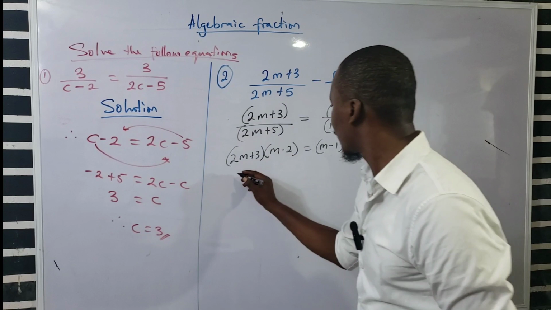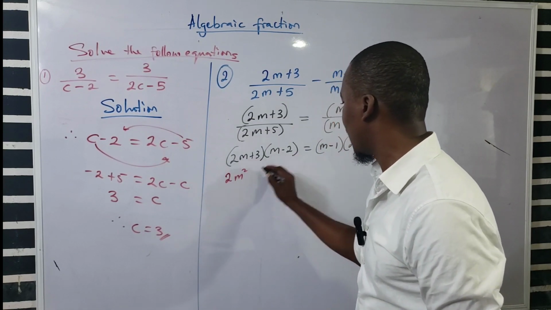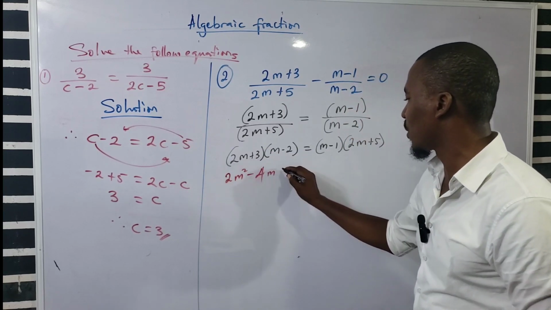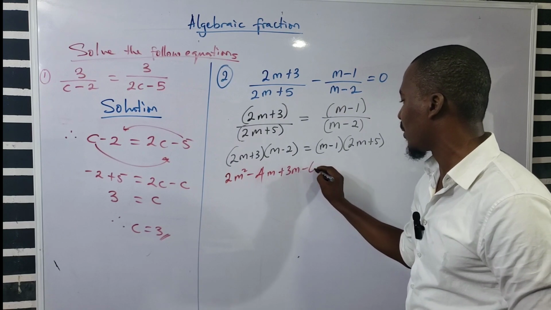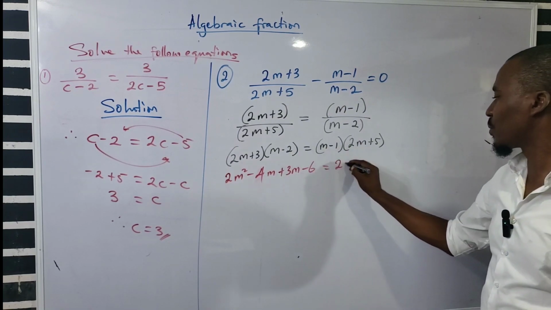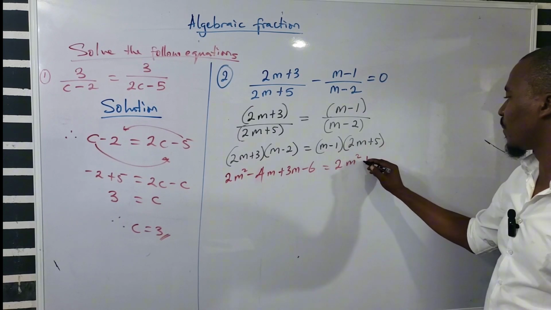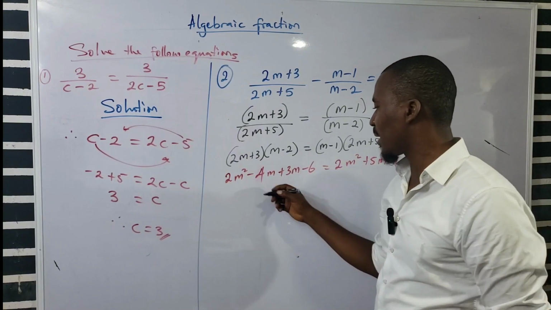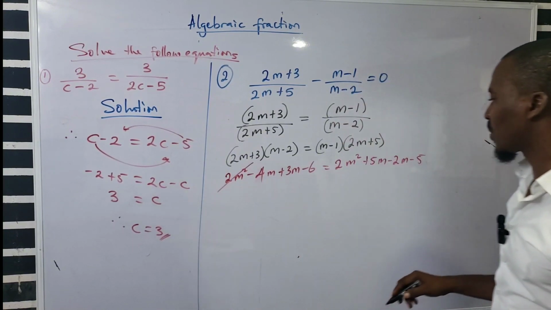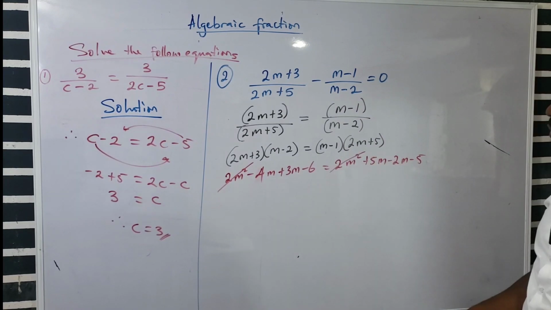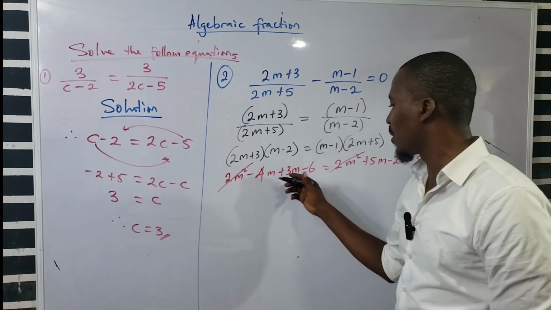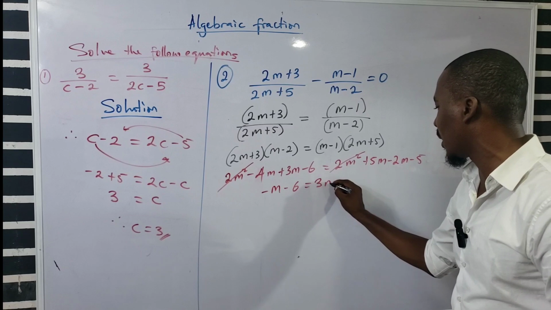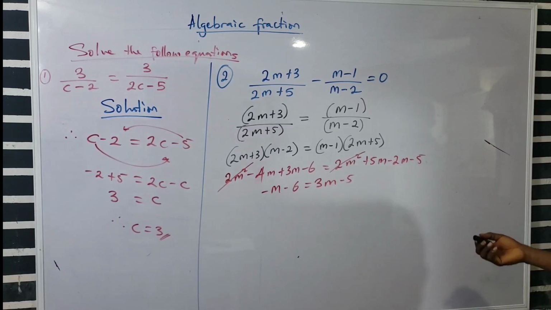So that will give you 2m squared. This and this will give you minus 4m, this and this will give you plus 3m, minus 6, equal to this and this will give you 2m squared, this and this will give you plus 5m minus 2m minus 5. So when you simplify this, I can see 2m squared here and 2m squared here, so both of them will cancel out. So these two here will give me minus m minus 6 equals these two here will give me 3m minus 5. Okay, so you collect like terms.